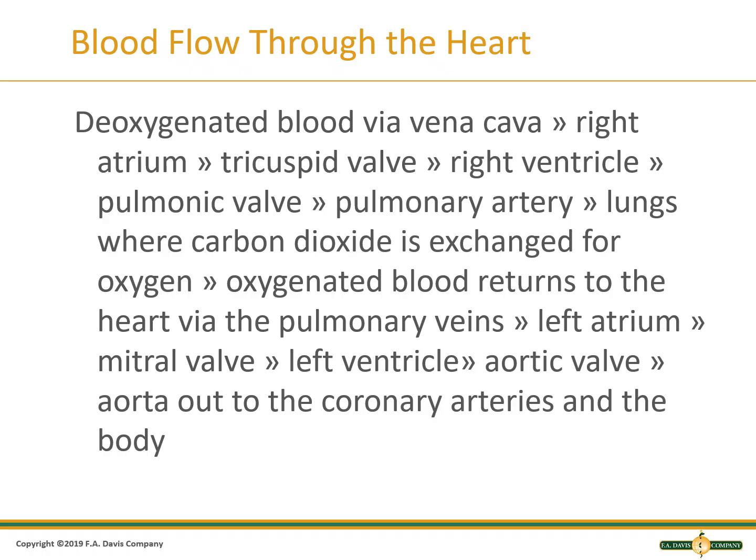Oxygenated blood now enters the pulmonary veins. Veins always carry blood to your heart. Pulmonary veins carry that blood to the left atrium to pass through the mitral valve, which is the bicuspid, that's another name, into the left ventricle, through the aortic valve, into the aorta, to the coronary arteries, into the body.